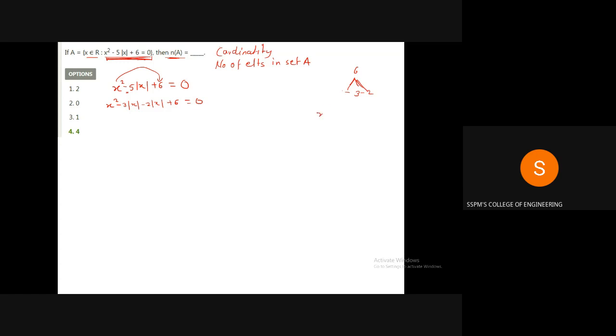How can it be written? This is written as mod x into mod x. It is still x square because x square is always positive. So we can take mod x as common. So what will remain inside the bracket? Mod x minus 3. Similarly here we will write mod x minus 3. So what is outside the bracket? It must be minus 2.